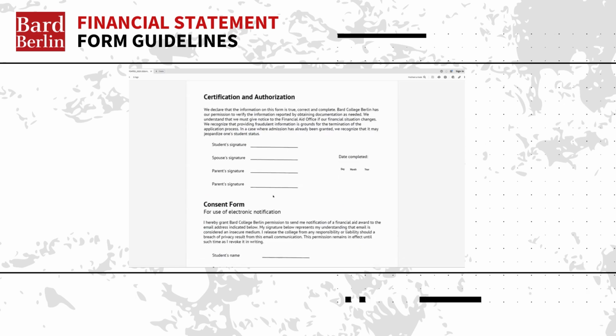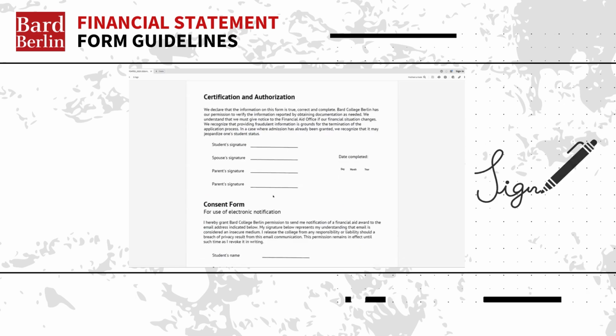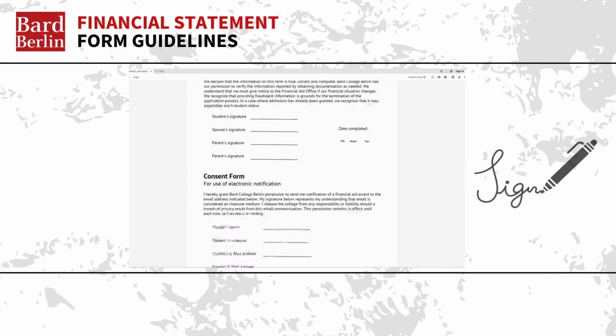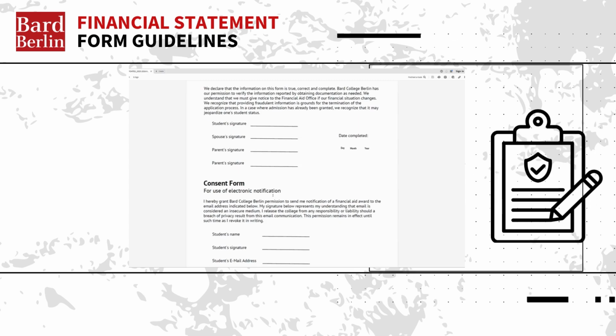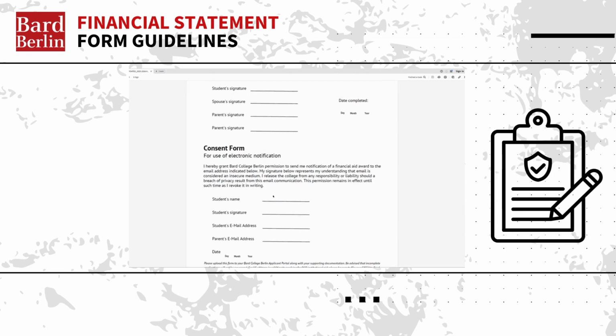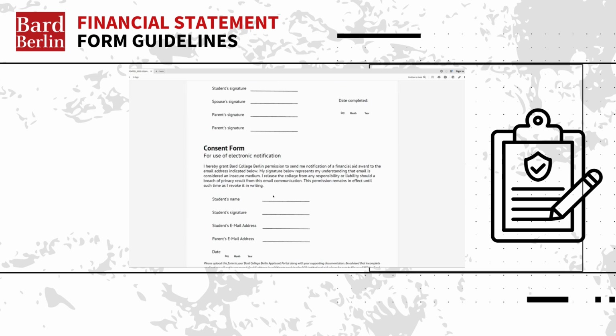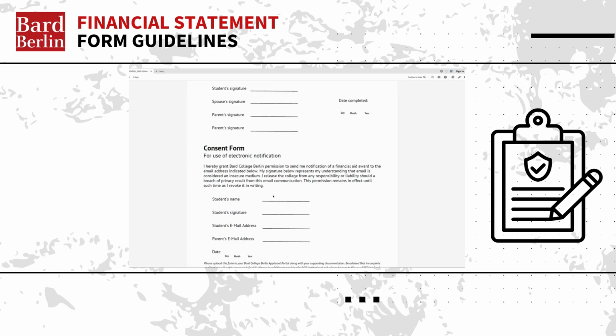On the last page, you will print out and sign the declaration by hand. This confirms that all information provided is accurate and complete. Next, you will provide your consent for the financial aid office to contact you via email if they need any additional information or any important updates regarding your application.